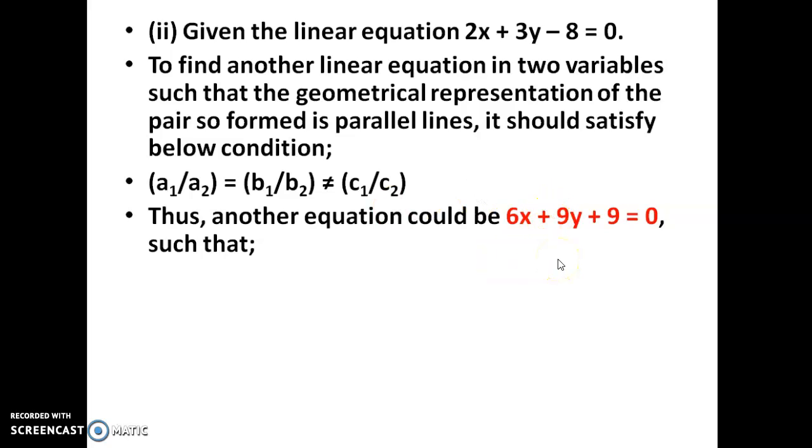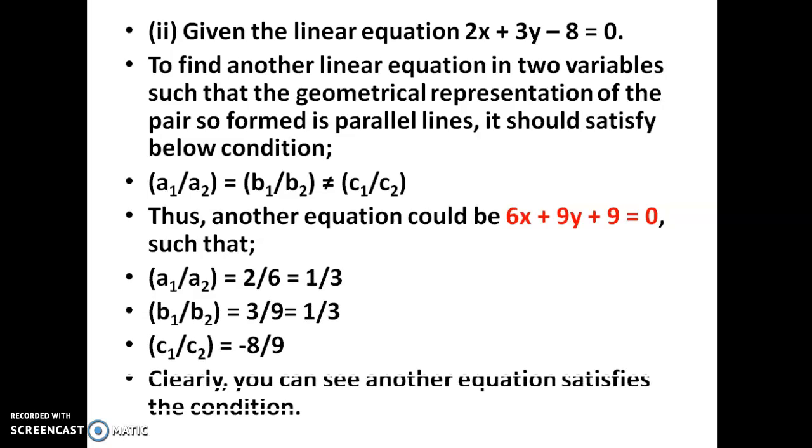So if you see here, you choose coefficients such that you get A1 by A2 equal to B1 by B2. Suppose 2 by 6 is 1 by 3, 3 by 9 is 1 by 3. But minus 8 by 9 is not 1 by 3. This itself shows that this equation satisfies this condition: A1 by A2 is equal to B1 by B2 but not equal to C1 by C2.